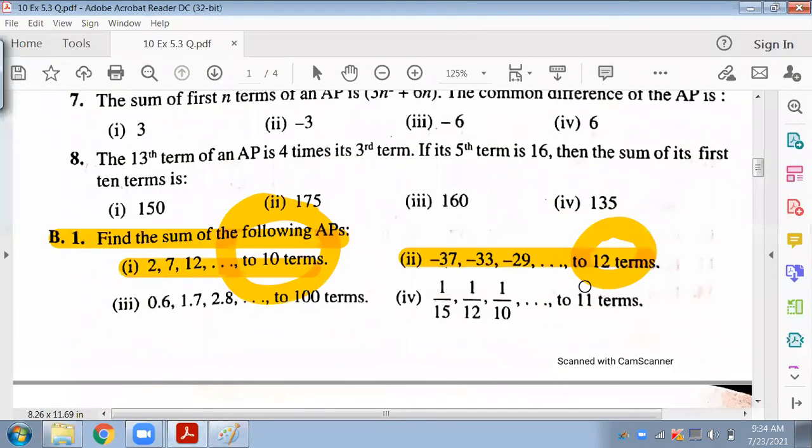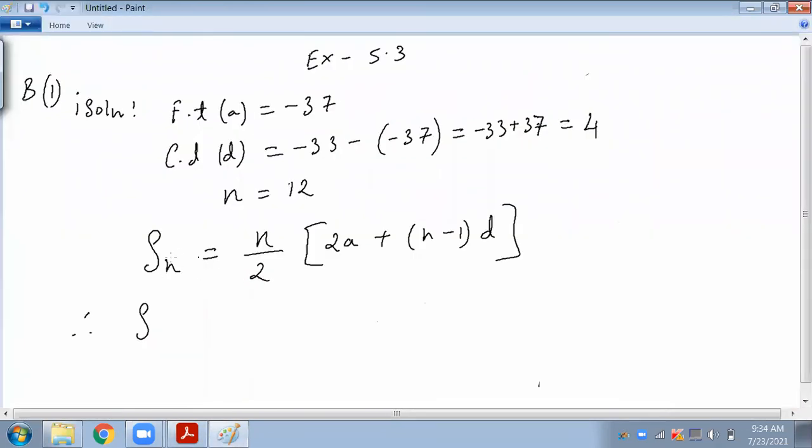And n is how much? Number of terms is 12. So n equals 12. So we have to write that first of all. Then we know the sum formula is given by what? The sum formula is given by n by 2 (2a plus (n minus 1)d). So we can use that and put the values. Now for this question n is 12, so we'll find S12, and the suffix should be written small.